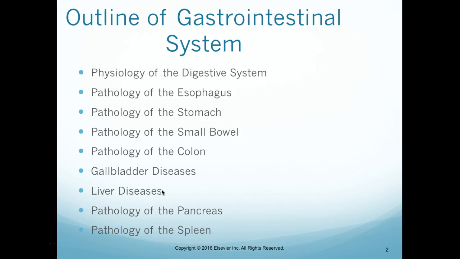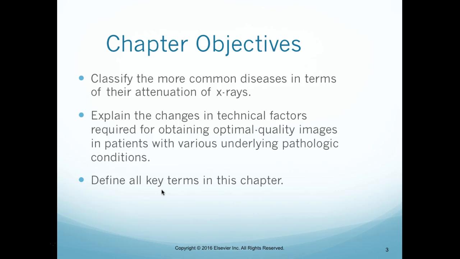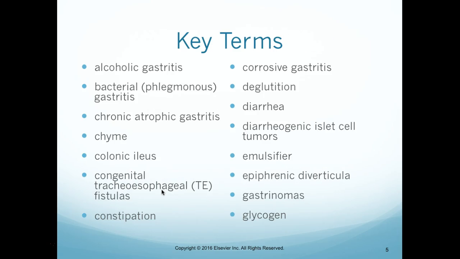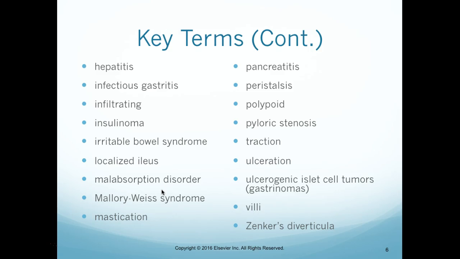So, the outline of the gastrointestinal system, we're going to cover the physiology of the digestive system, the pathology of the esophagus, stomach, and the small bowel. We're also going to cover in the weeks to come the pathology of the colon, gallbladder disease, liver disease, pathology of the pancreas, and of the spleen. So here are your objectives and your key terms. These are terms you're going to have to know.